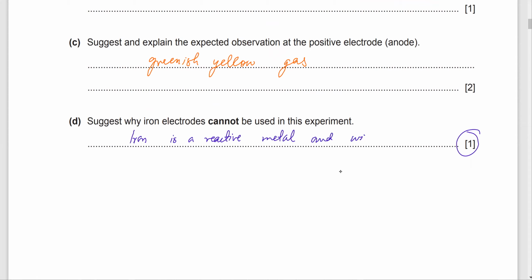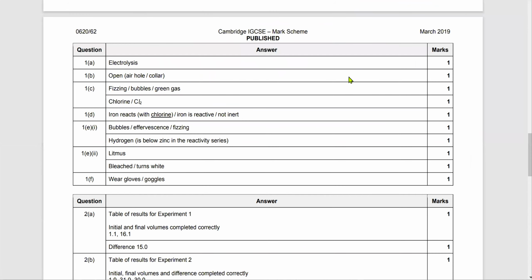And will lose electrons or would react. We can just confirm what's the answer to that. Just this iron is reactive, that's it. Or iron is not inert, that's also acceptable.